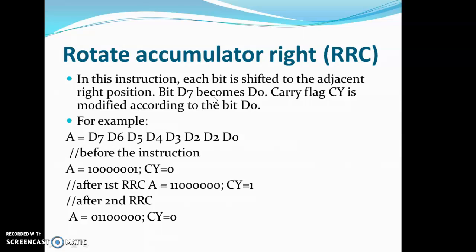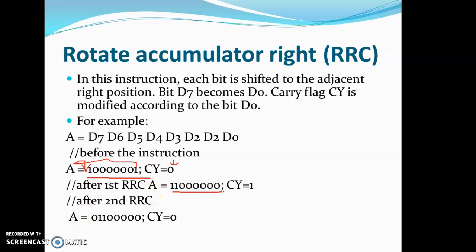Then RAR and rotating the right, RRC. Each bit is shifted to the adjacent right position. Suppose CY equals 1, CY equals 0. What will happen? After the first RRC the last bit will come to the front and the carry will show 1. Then after the second RRC this 0 will come ahead of this one.